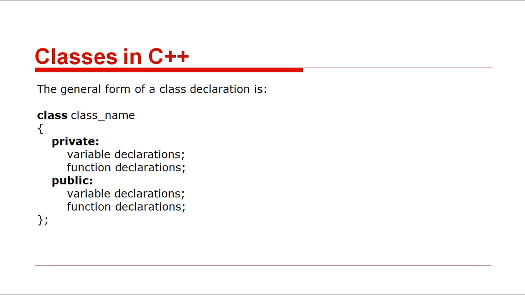Clear? The keyword public is followed by the colon operator. The keyword private is also followed by the colon operator. The keyword protected is also followed by the colon operator. Clear? It indicates the data members and member functions that are visible outside the class.